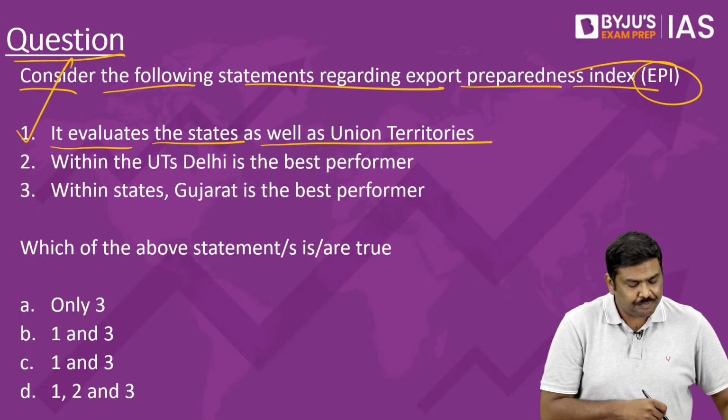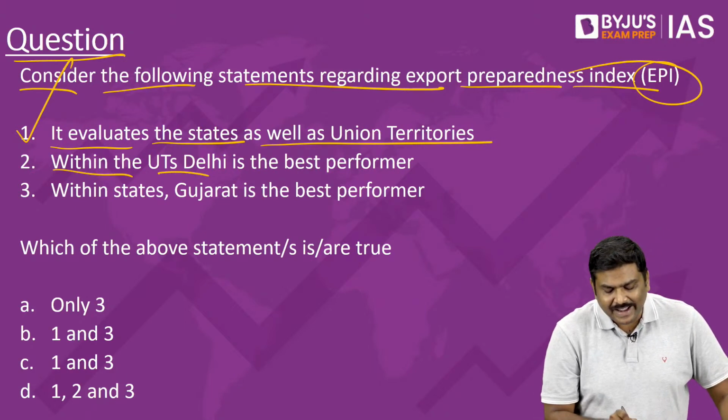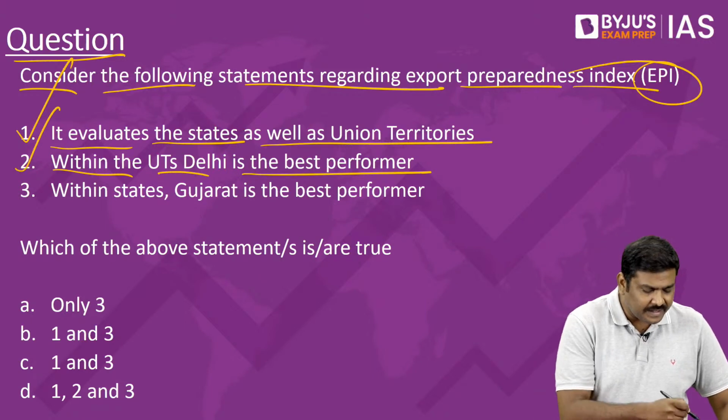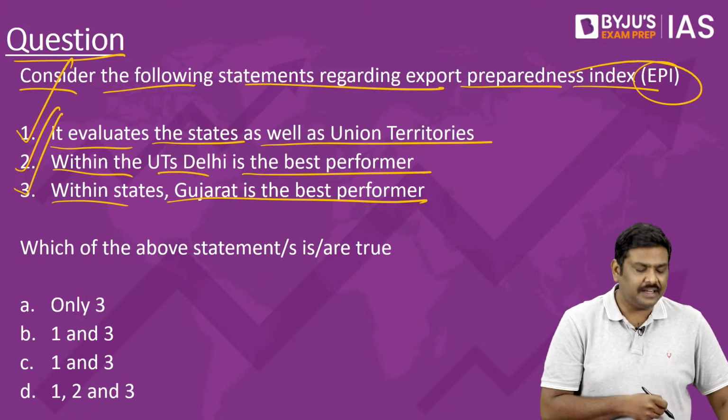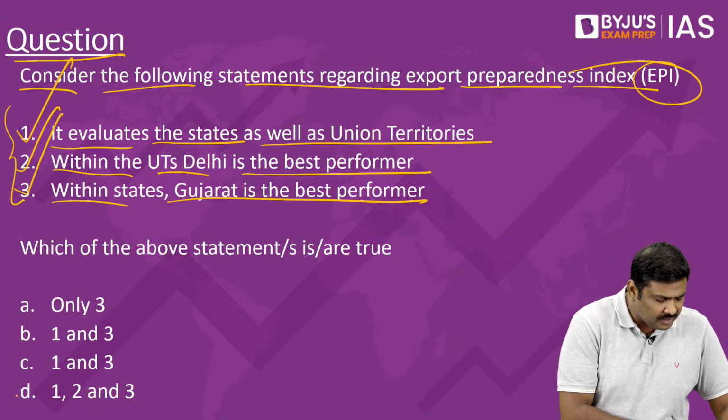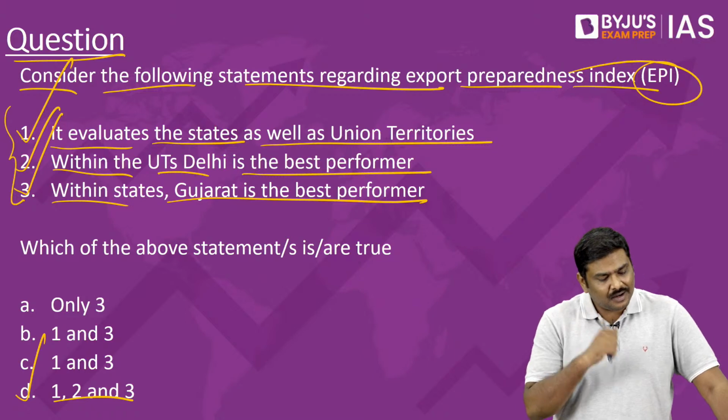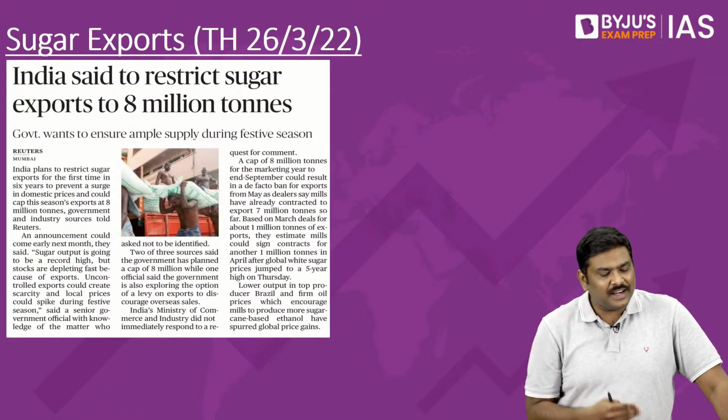Statement is true. Within the UTs, Delhi is the best performer. Correct. Within the states, Gujarat is the best performer. Correct. All the three statements are correct. Right option will be option D here. Let me go to the next article.